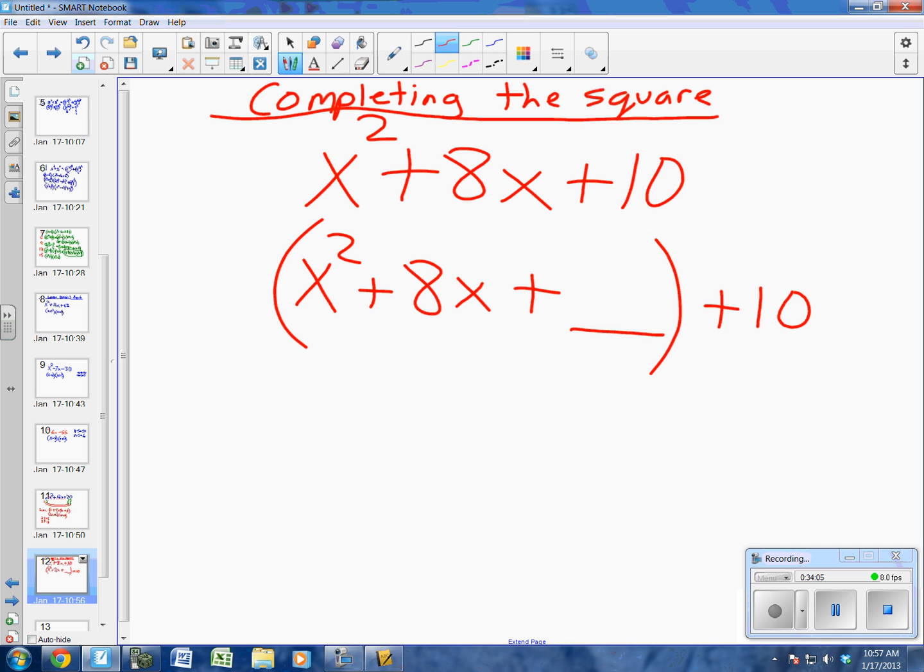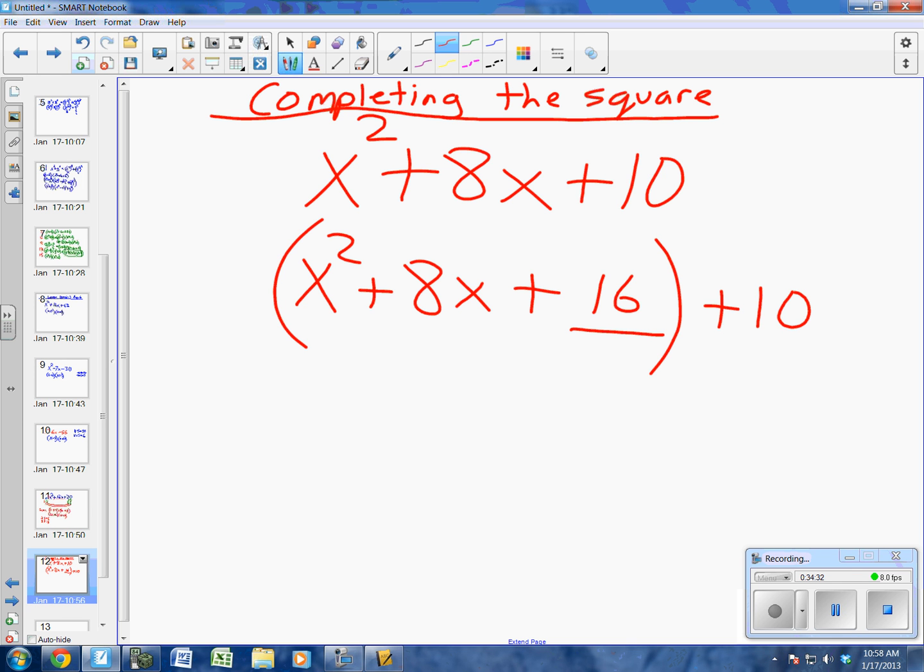Okay? Now, to get a perfect square, do you guys remember what I do to this number right here? What do I do to it? I take half of it. What's half of 8, everybody? 4. And then I square it. Good. Some of you guys remember this. What's 4 squared? No, 4 squared is not 8. 16. That's 4 plus 4 is 8. We want 4 times 4, which is 16.